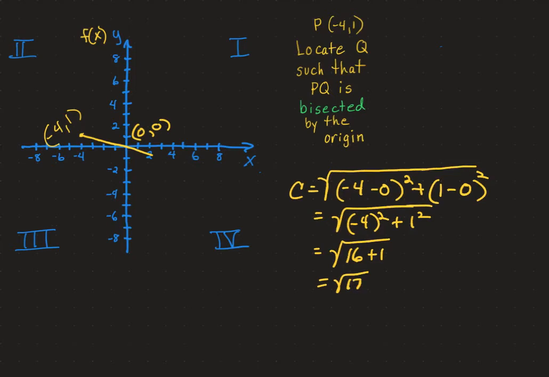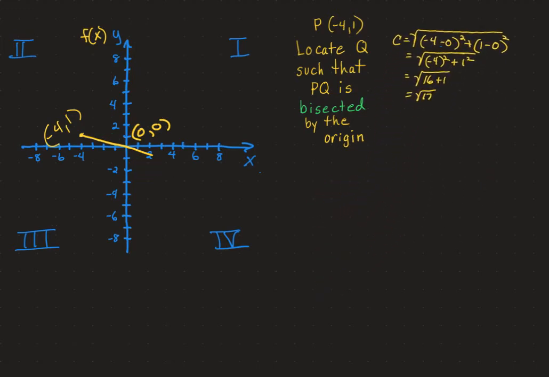Now, this is one way we could do it. We could measure out the square root of 17 units along this line, and then continue another square root of 17, and find our point. But I would argue there's a better way to do that. So let's move this out of the way as well.